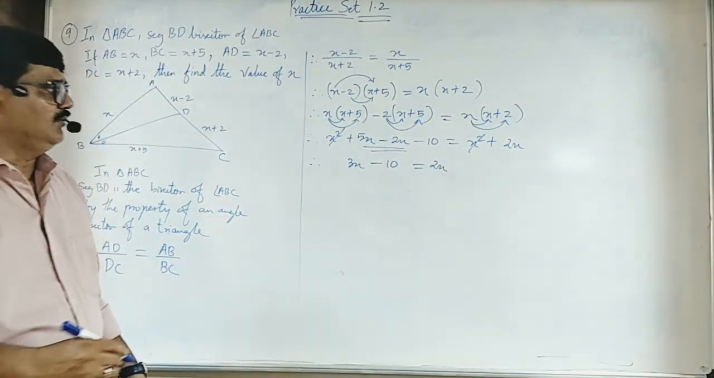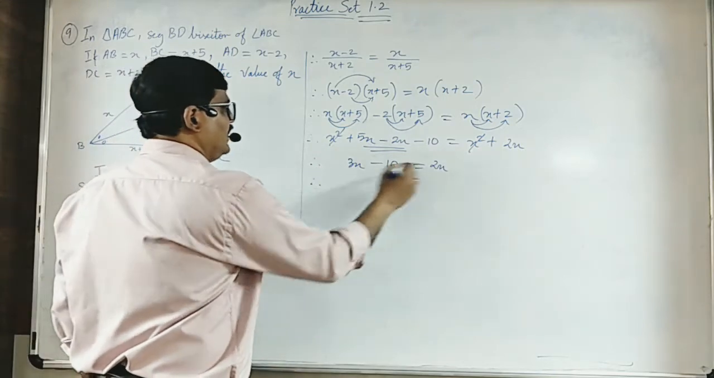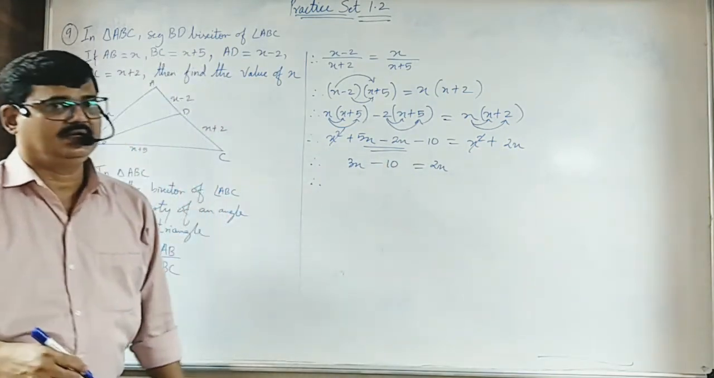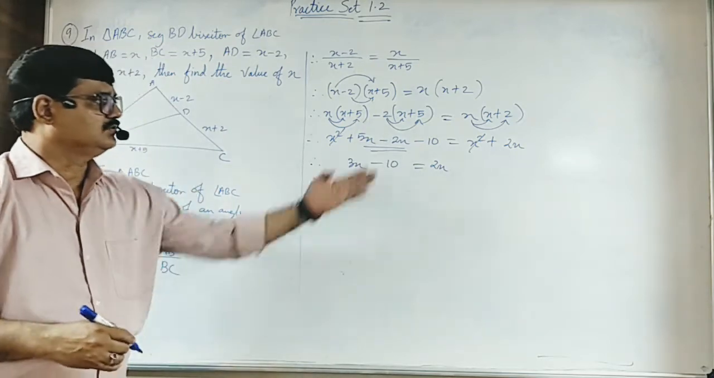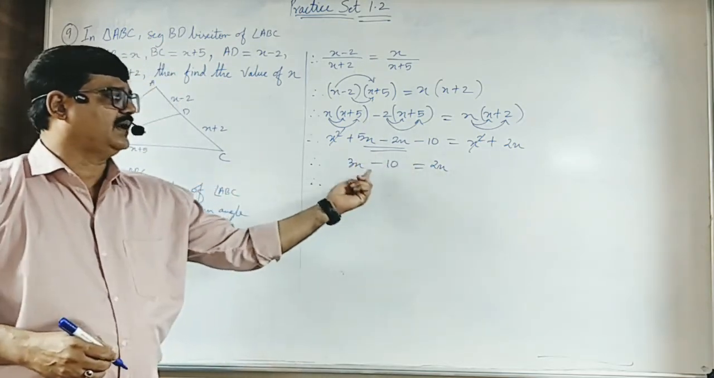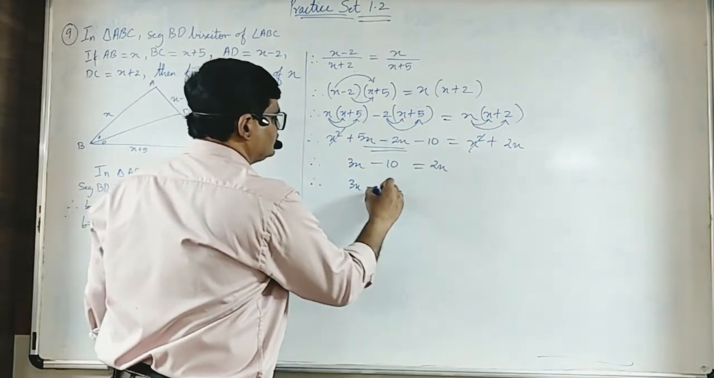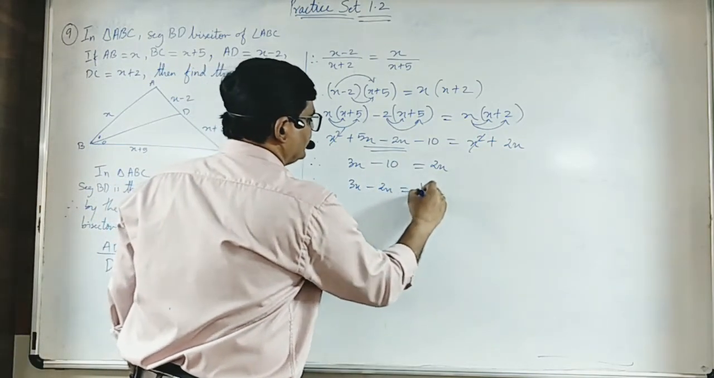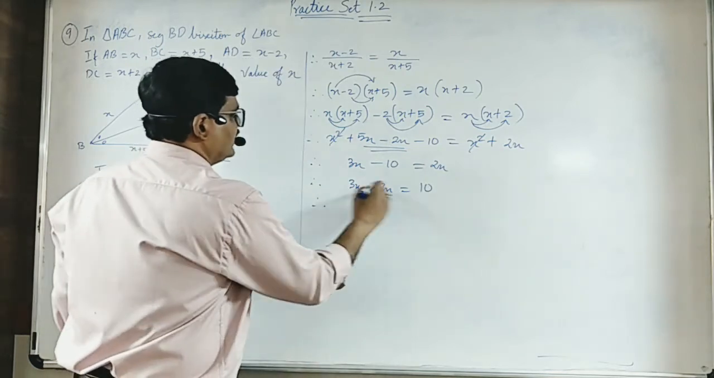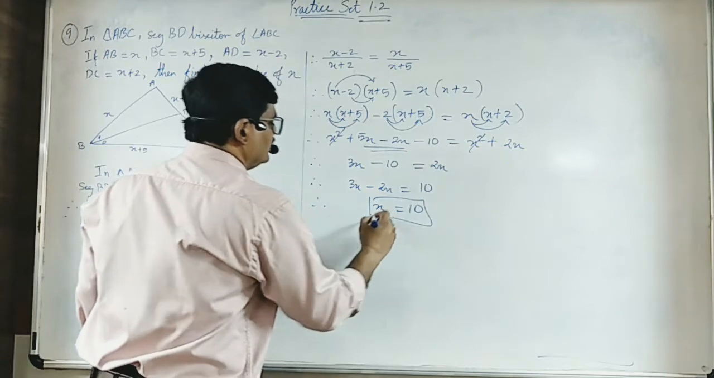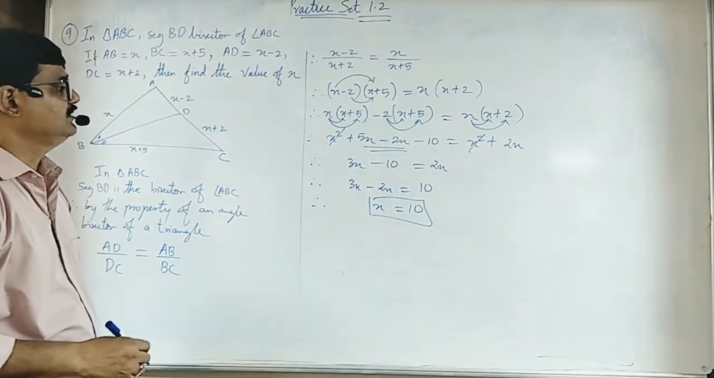Now what will happen over there? Again, the like terms have to be brought from right to left. You can see that 2x and 3x are like terms, but 2x is on the right hand side. So 2x will come to the left, and minus 10 will go to the right. So this will be 3x minus 2x is equal to minus 10, which becomes plus 10. So 3x minus 2x gives x, and this is 10. So you got the value of x is 10.